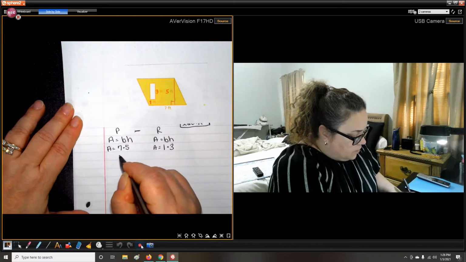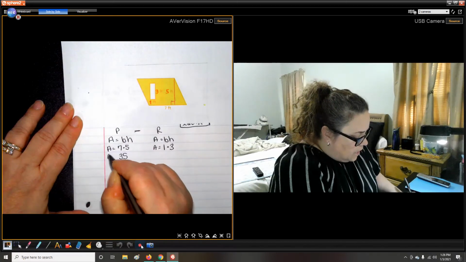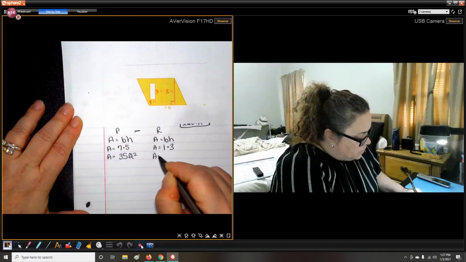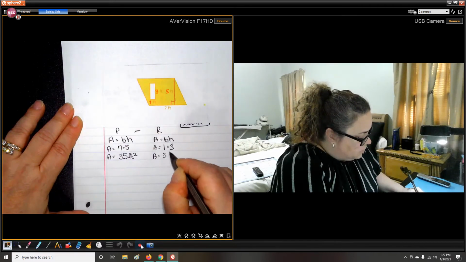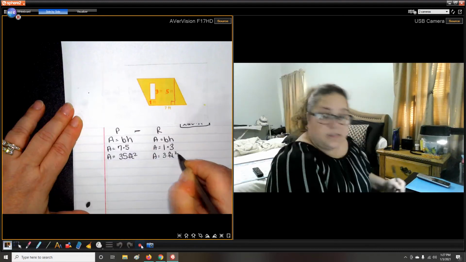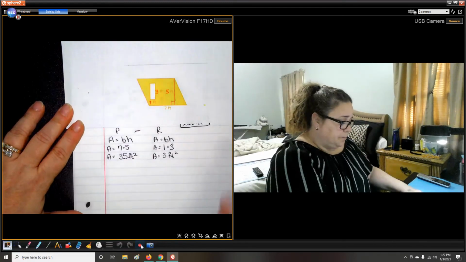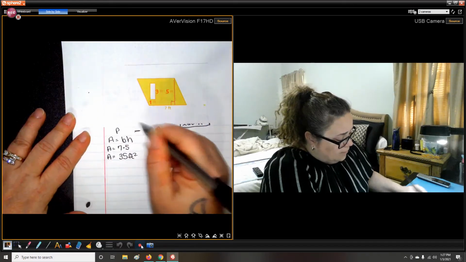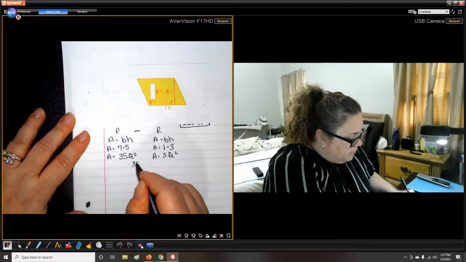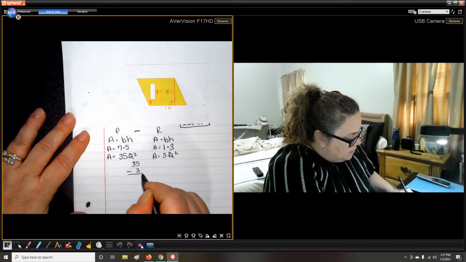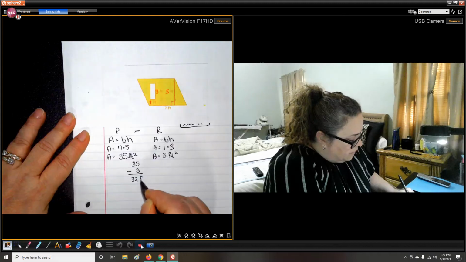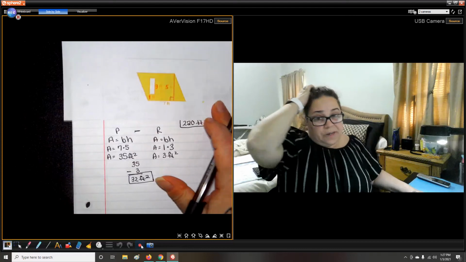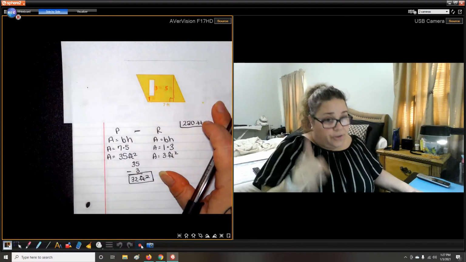7 times 5 is 35. So area equals 35 feet squared. And then over here, 1 times 3 equals 3. So area equals 3 feet squared. Okay. Now, I have to remember the subtraction part. So I have to do 35 minus 3 is 32 feet squared. That's my answer. Make sure you put a square or a circle around it so that we know that you know what that answer is, okay?